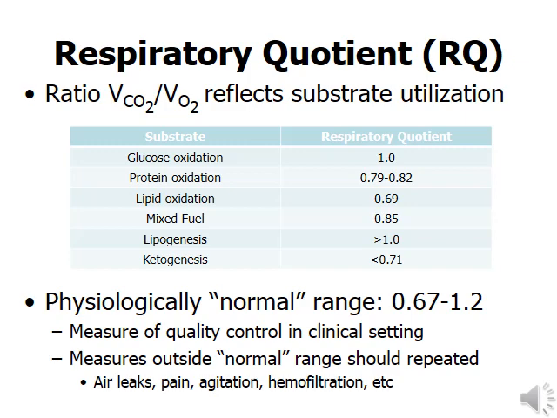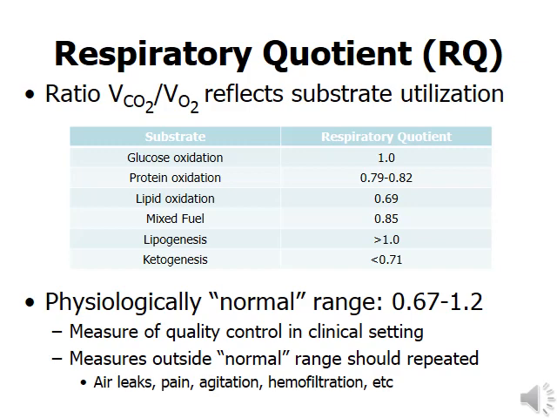Physiologic normal ranges for human respiratory quotient range from 0.67 to 1.2. Values outside these ranges likely reflect inaccurate measurements and should be repeated. Factors that may impact measurement accuracy include leaks in the pulmonary gas exchange, such as chest tubes, air leaks in the tubing collection or collection device, pain, agitation, hemofiltration, and ECMO.